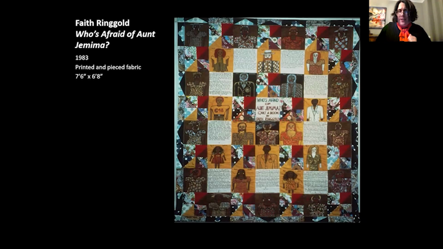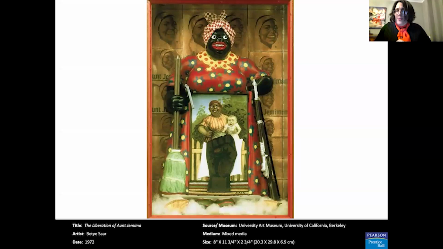And she's not the only one. She's not the only Black woman artist who wants to do that. The next artist, Betye Saar, is also really about, well, at least her earlier works like this were really about challenging racism and racial stereotypes in American culture. So this work is a mixed media work.